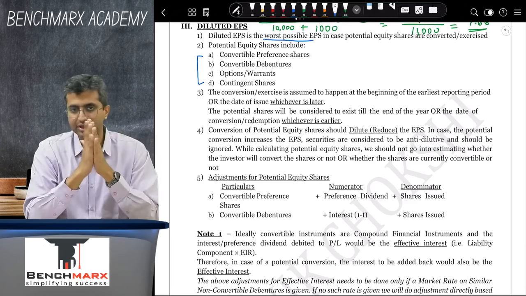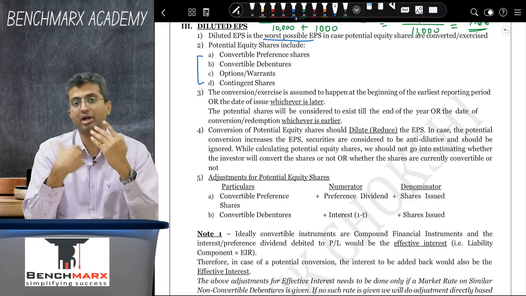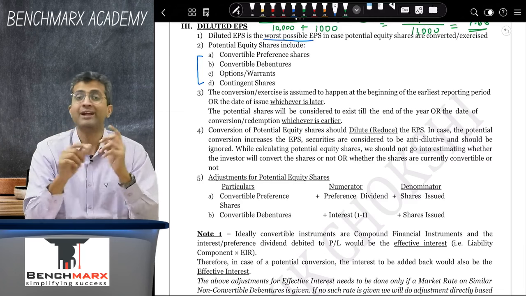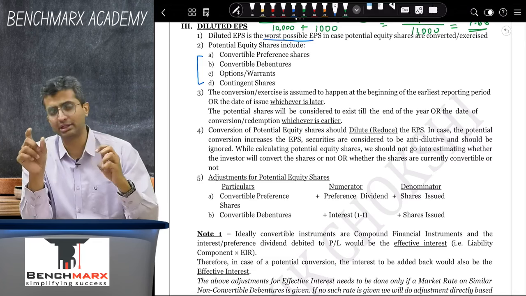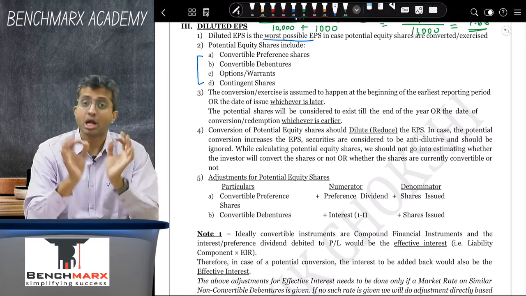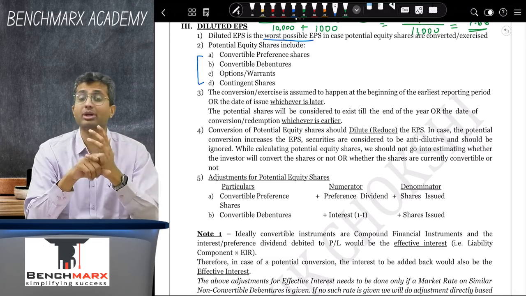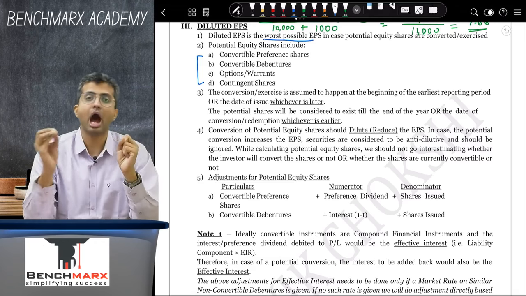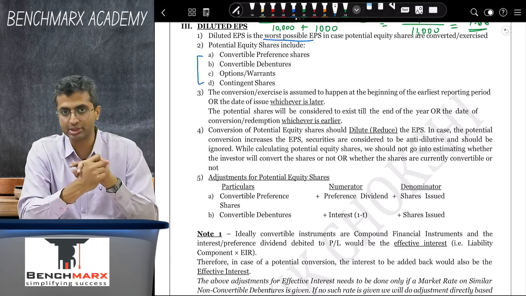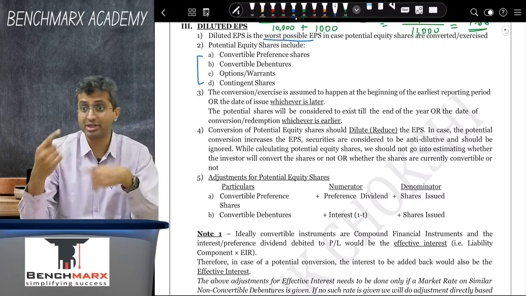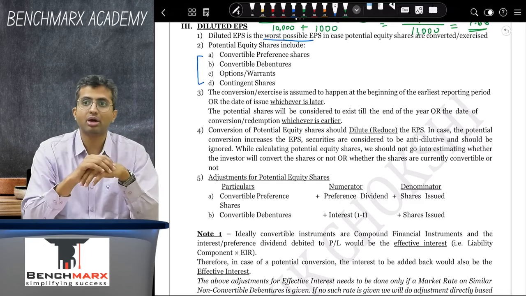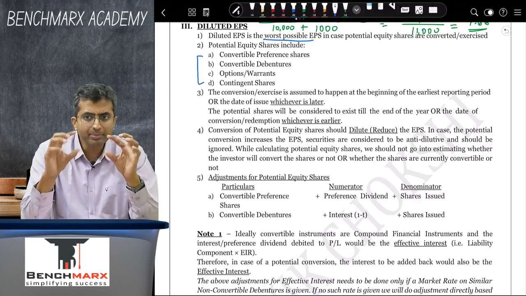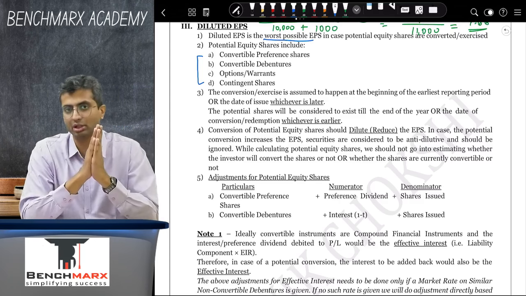One important thing which the institute can test you on, and I believe the institute will love to test you on, is the interplay between Ind AS 33 and Ind AS 109. Convertible preference shares or convertible debentures necessarily are going to be compound financial instruments, and if they are compound financial instruments, then a question arises that what will be the interest to be added back in the numerator?